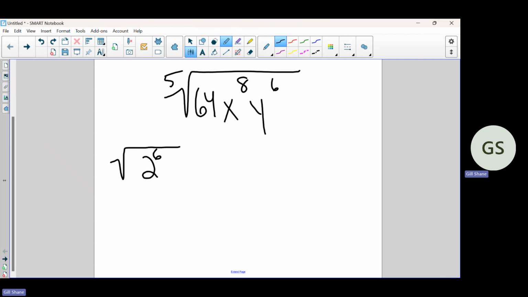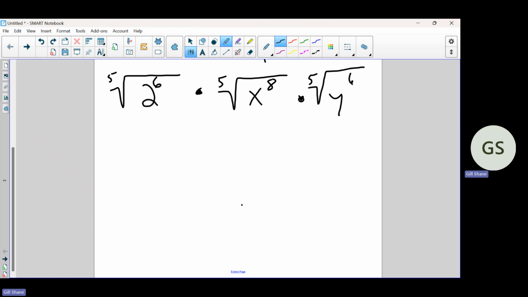2 to the 6th times x to the 8th times y to the 6th. And all of these are the fifth root. So now we said, again, there's another way to think of it. I'm going with converting a root or a radical into an exponent, a base and an exponent. This is like 2 to the 6/5.